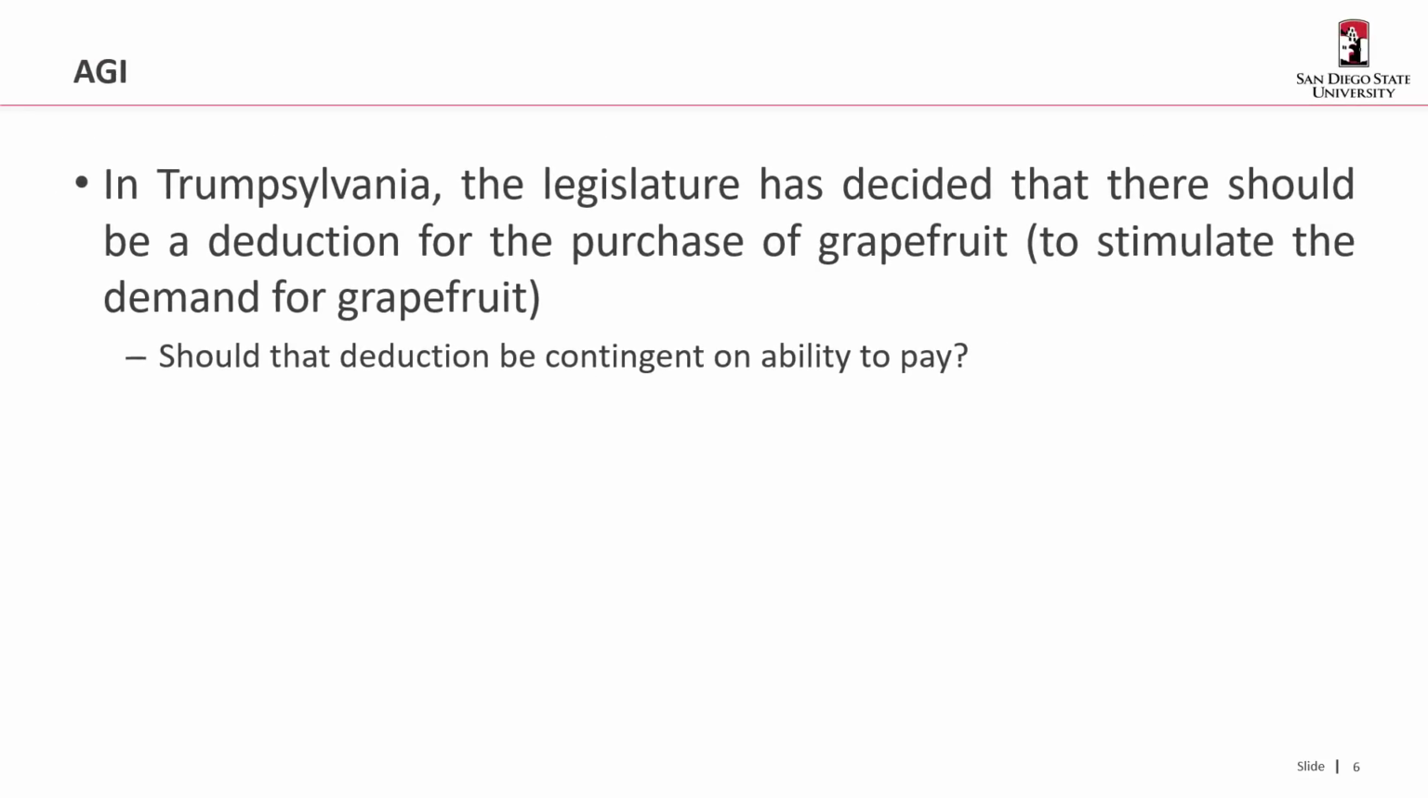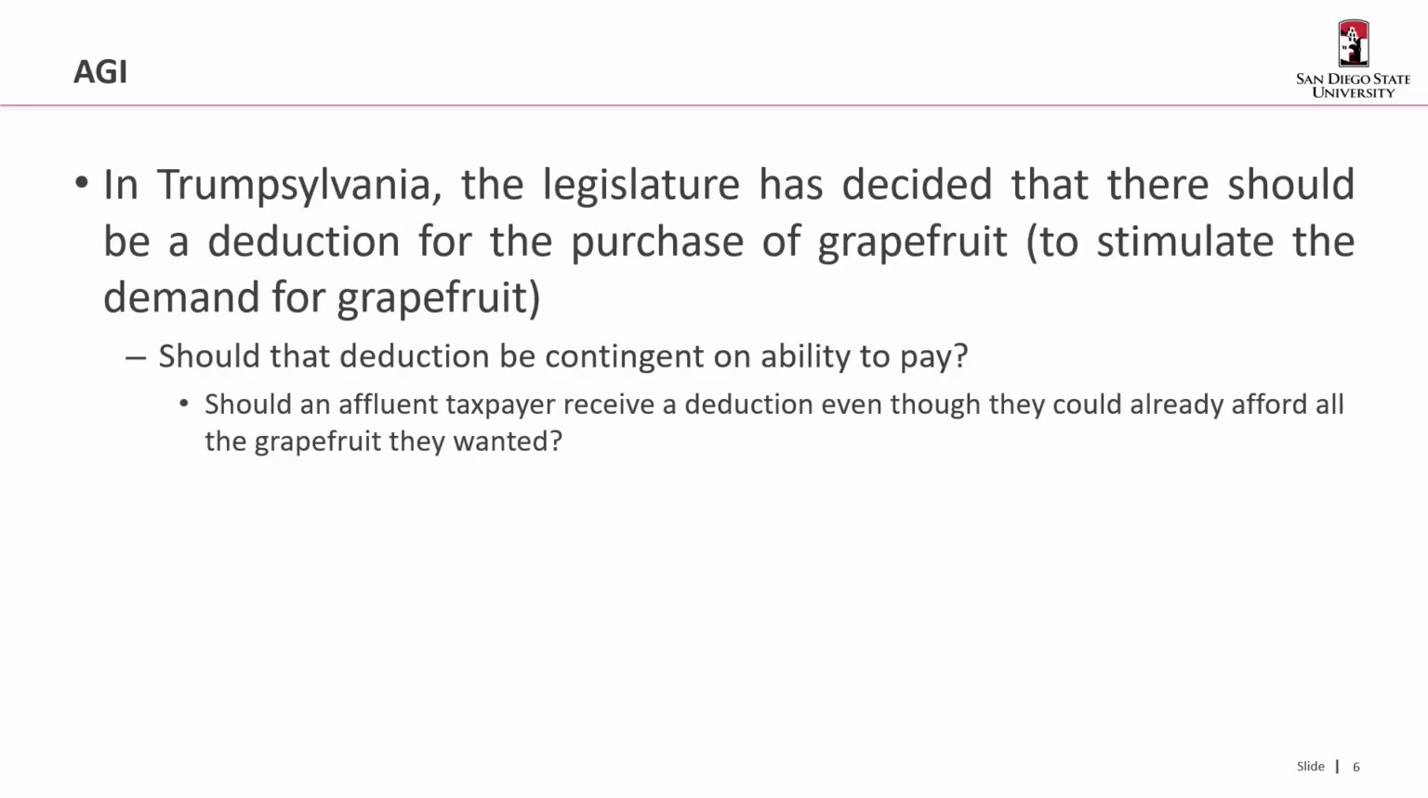So in Pennsylvania, the legislature has decided there should be a deduction for the purchase of grapefruit. And they've decided that because for some reason or another, the legislature has decided we need to stimulate the demand for grapefruit. And so the question that Congress is facing is, should that deduction be contingent on ability to pay? Recall that when we discussed vertical equity in the last module, we talked about vertical equity being tied to this idea of ability to pay. Those with a greater ability to pay should pay more. Whether you believe that constructively or not, it's part of our federal income tax system.